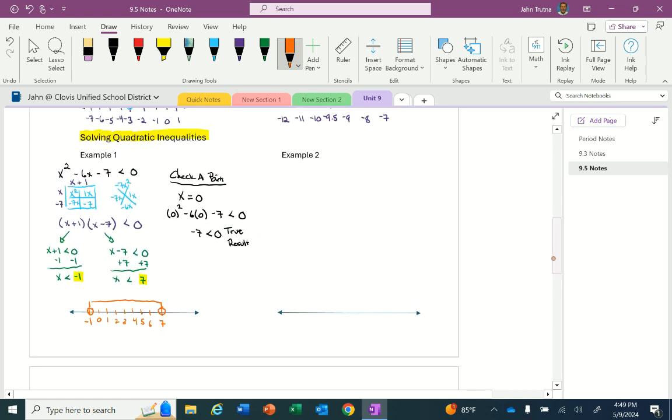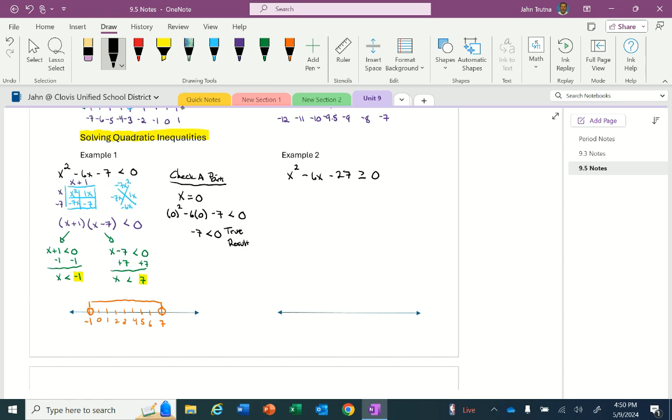All right, let's go to example number 2. Do another one where we do a quadratic inequality. Okay, so here's my quadratic inequality. Sorry, I said equation, I meant inequality. It is x squared minus 6x minus 27 is greater than or equal to 0.